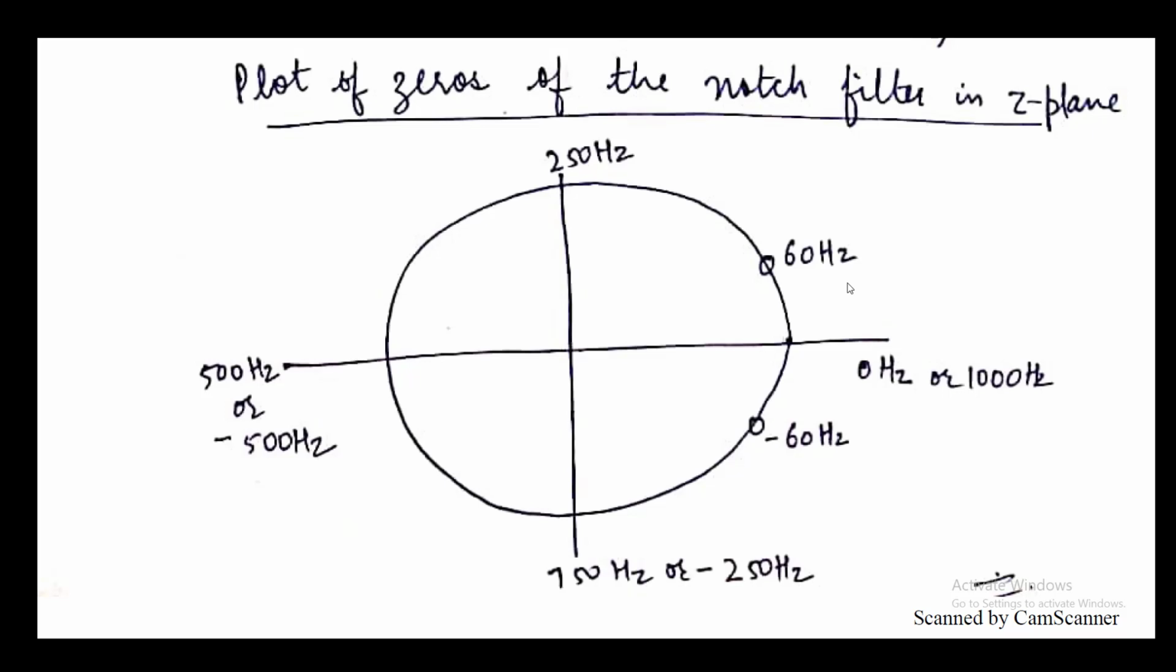Fine. So this was how we can design a notch filter in the Z domain, which is mainly used to remove a particular frequency like the power line frequency, or we can say power line artifact.